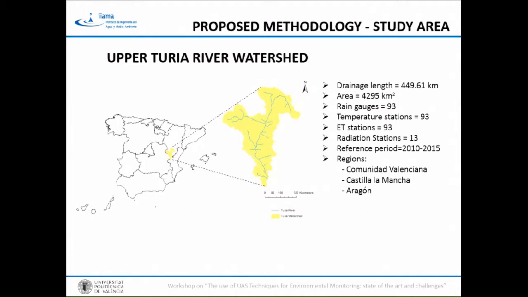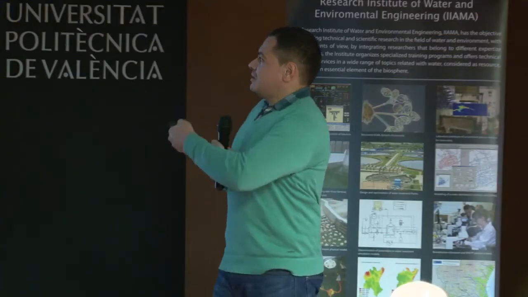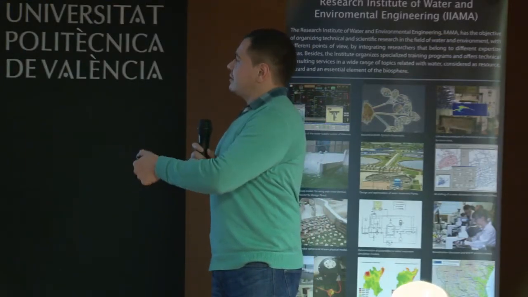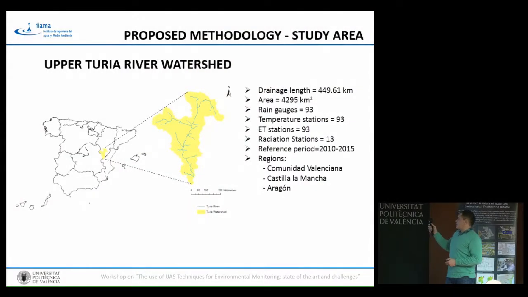Our study area was the Upper Turia River watershed. It's located in Spain, occupying the Comunidad Valenciana, Castilla-La Mancha, and Aragon. These are the main characteristics of the basin. We have a drainage length of about 450 kilometers, an area of around 4,000 square kilometers. We use 93 temperature, evapotranspiration and rain gauge stations, and also 13 radiation stations.